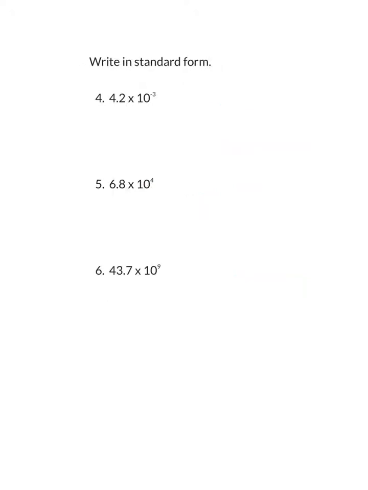Here on these three problems, we're going to go back to standard form. So we're going to kind of undo what we did. When I see this -3 as my exponent, that's a small number. So the decimal has to go back to the left where it came from. That's 3 spots. So that's 0.0042. Again, just to verify, our decimal was right here. If we went back 3, that's where the decimal was supposed to be.